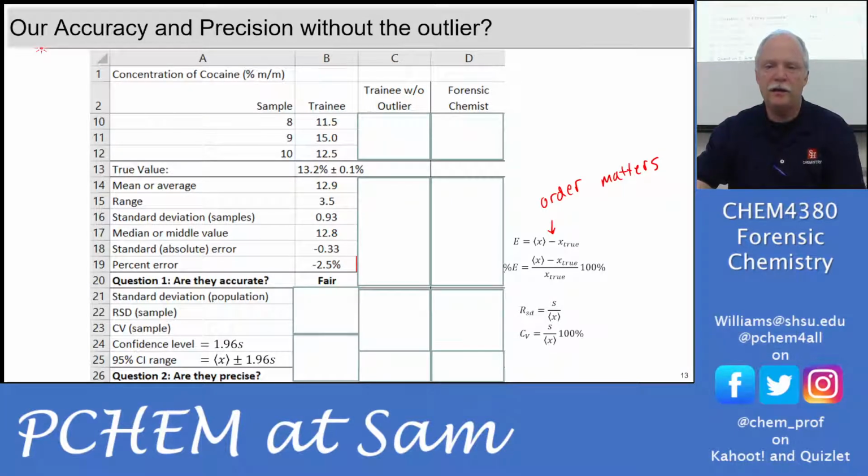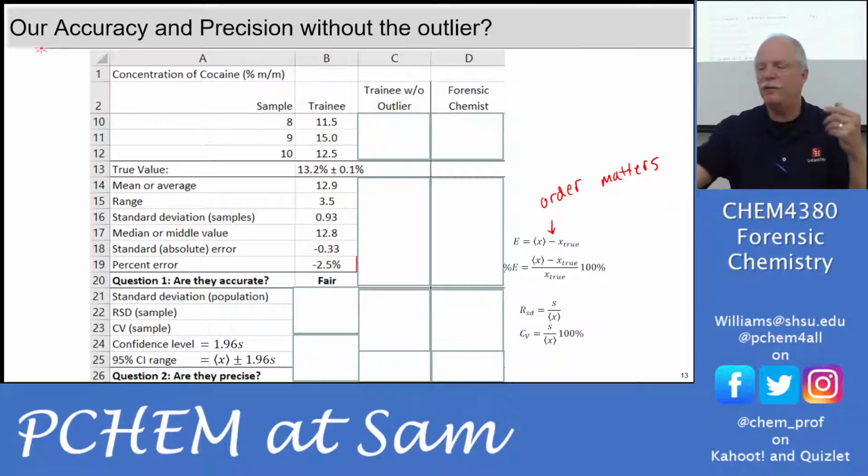Okay, so then percent error: you can take that difference, again, mean minus the true value, divided by the true value. So you're saying what percentage of the true value is in question, times 100%. So that's where we get the percent error. It also has a sign as well. So our trainee is absolutely 0.33 low, which is 2.5% low.